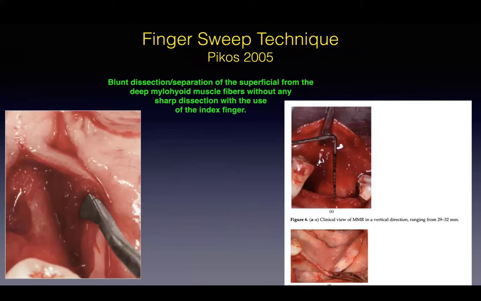If you're trying to gain vertical soft tissue height to obtain primary closure in a GBR case, it's important to know how to release the soft tissue on both the buccal and lingual areas in the mandible. One technique to release the lingual soft tissue is called the finger sweep technique by Dr. Pikos, basically separating the deep mylohyoid muscle fibers without any sharp dissection, just with the use of the index finger. You can get vertical gains of 29 to 32 millimeters, which is great. You can do something similar on the buccal side by scoring the periosteum to get that flap tension free.